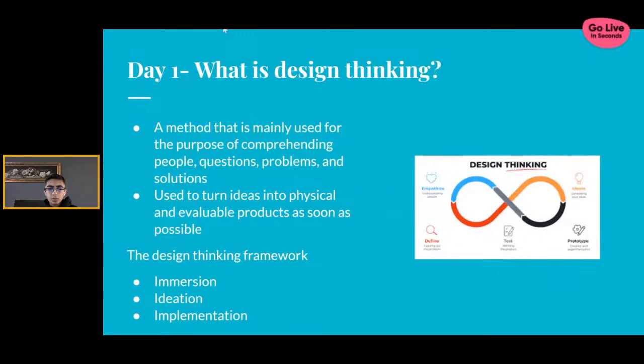So first, what is design thinking? Design thinking is a method that is mainly used for the purpose of comprehending people, questions, problems, and solutions. It is used to turn ideas into physical and evaluatable products as soon as possible. So the design thinking framework consists of three ideas: immersion, ideation, and implementation.